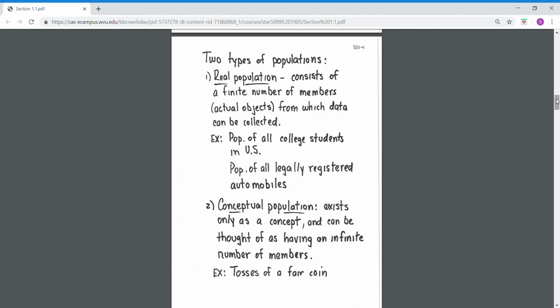The other type of population is conceptual population. This exists only as a concept and can be thought of as an infinite number of members. For example, the tossing of a fair coin. Or another way to think of a conceptual population is a population that is consistently growing.